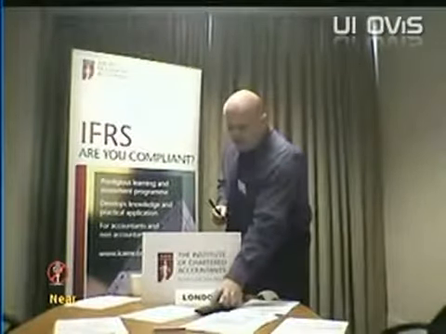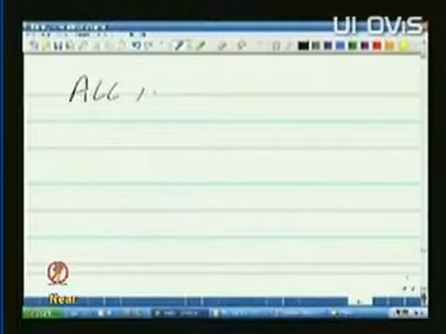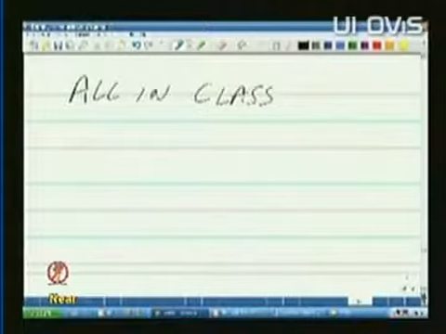So we have a policy of revaluation. We have to revalue these things then. We have to revalue all assets within the class. And obviously, this is to sort of like land and buildings.